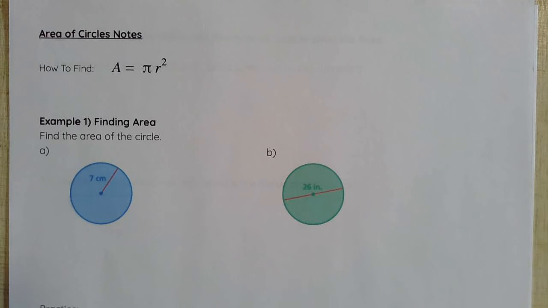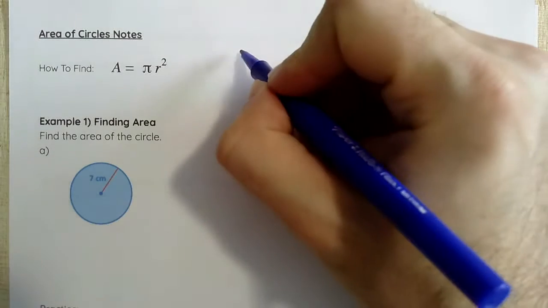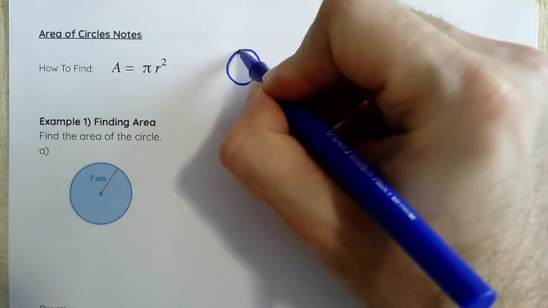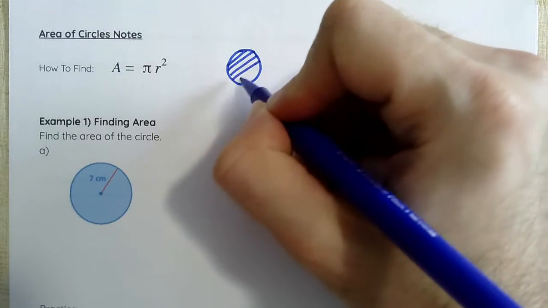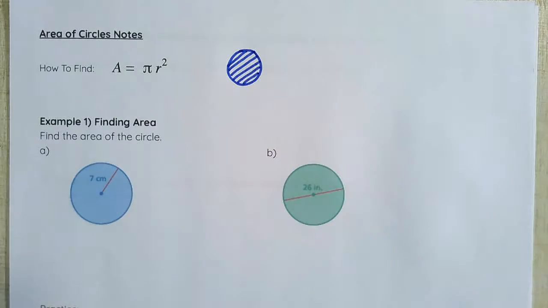All right, in this video, we're going to take a look at area of circles. So we've looked at circumference of circles, which was the distance around a circle. Now we're going to look at area of a circle. So we're talking area. We're talking about the space that the two-dimensional shape occupies. So we're talking about the inside of the circle.